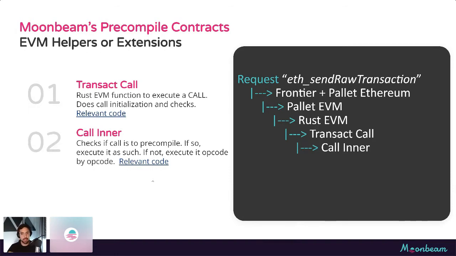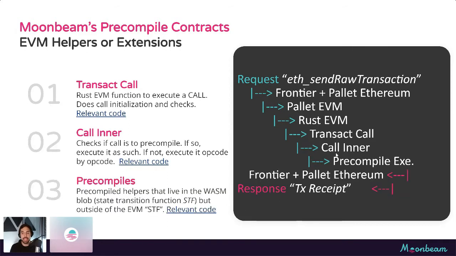I'm going to do this, transactions or whatever, and then I'm going to do this and that. So it's going to map through every single opcode. It's going to transact through those opcodes. But what happens if it's a precompile? What's going to happen is that it's going to go through the precompile execution, basically.